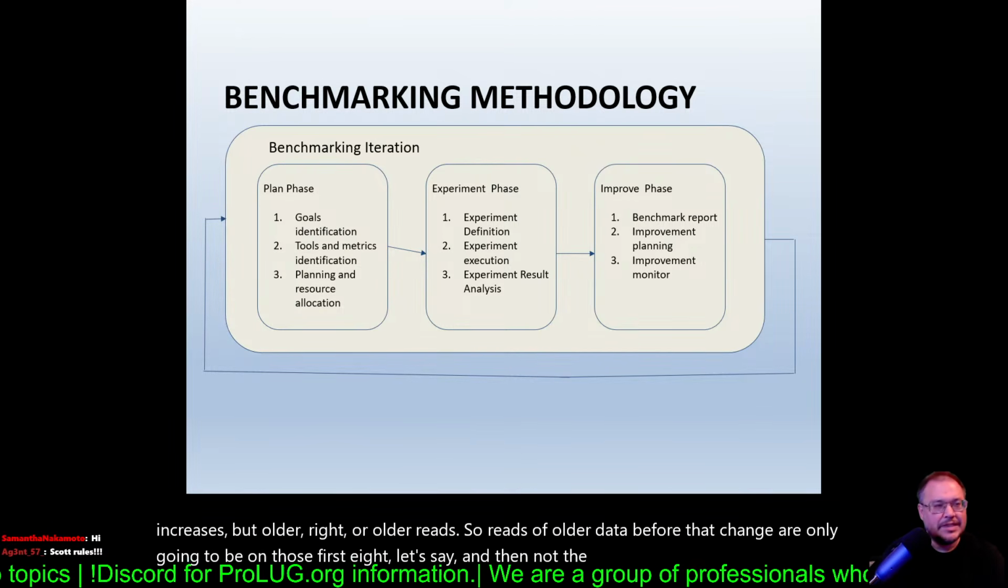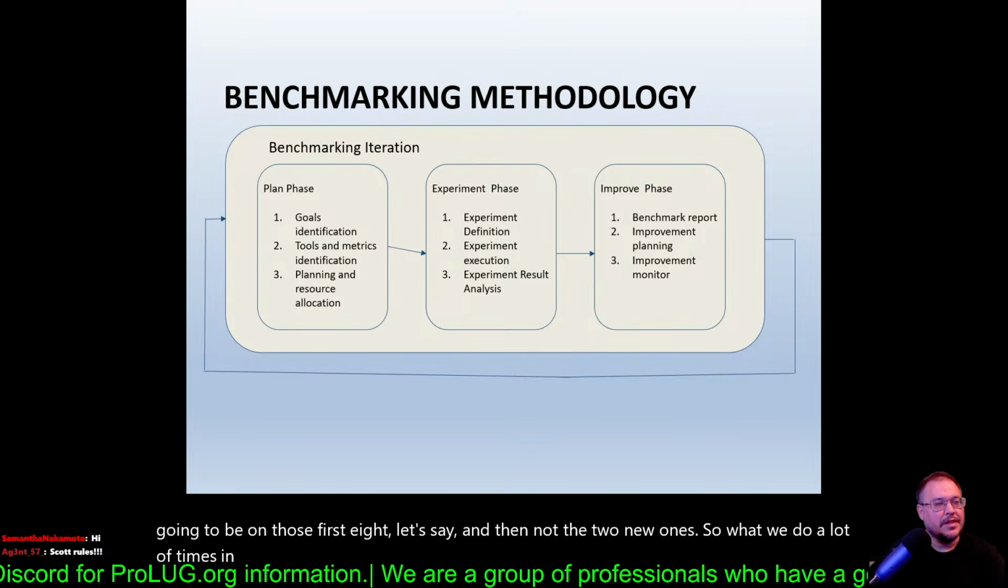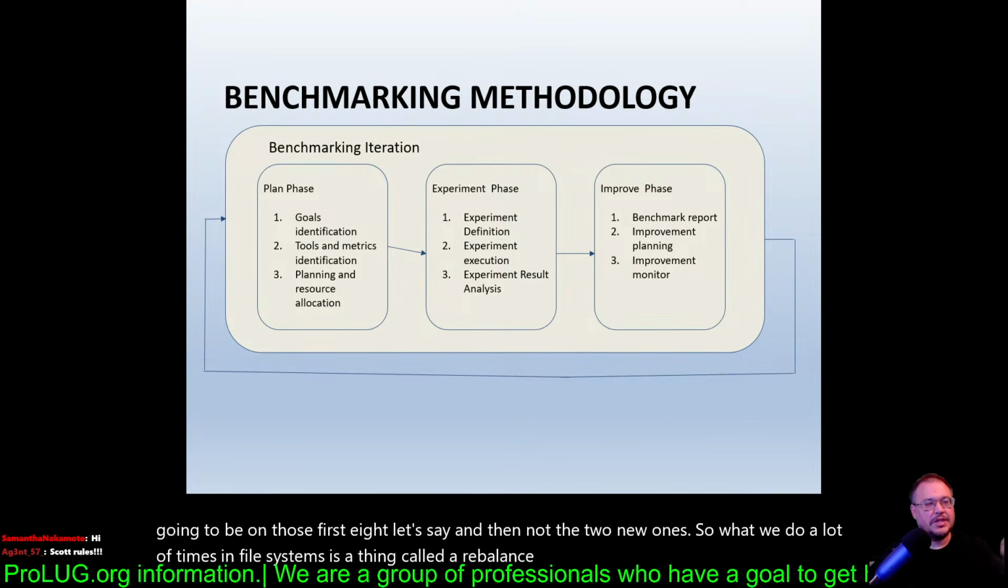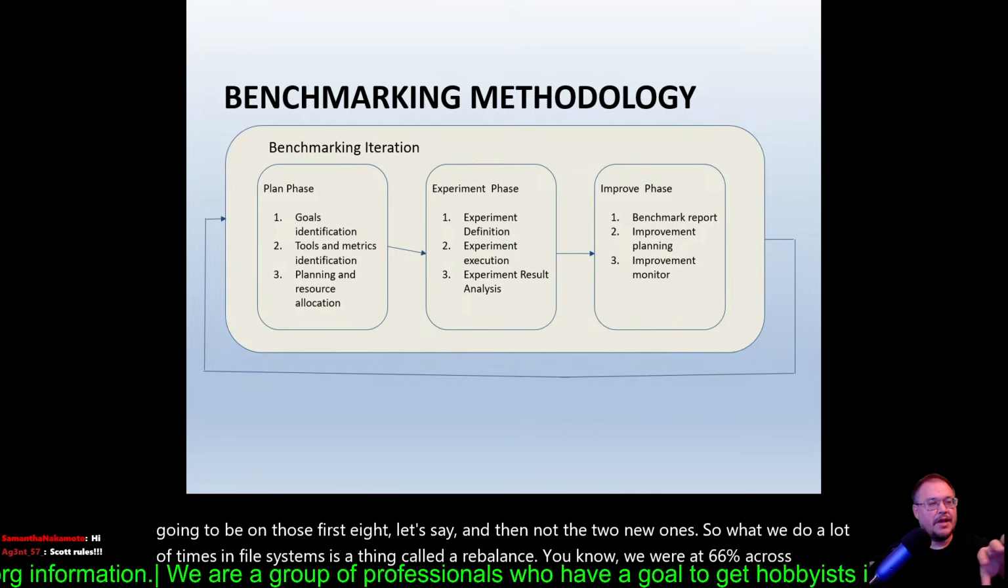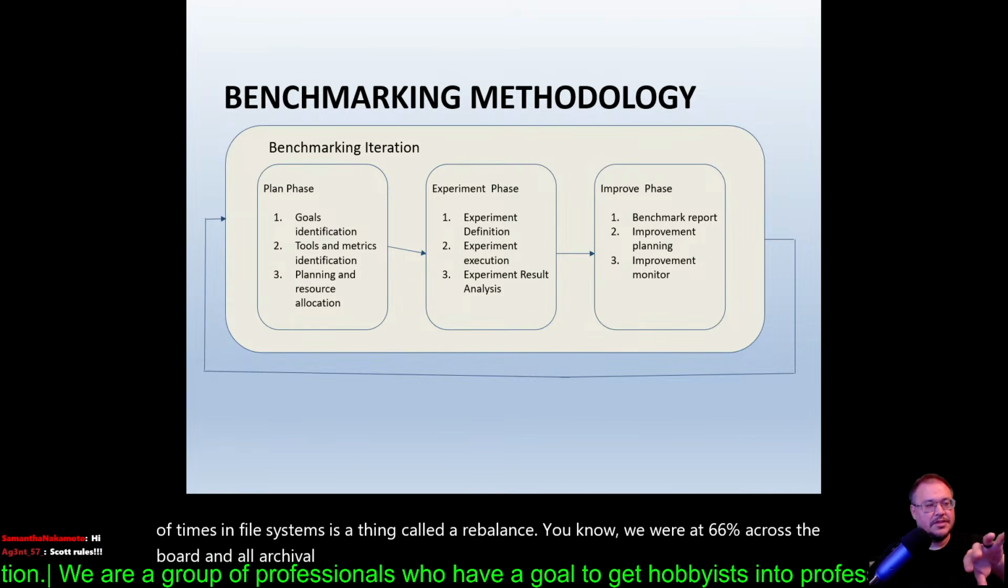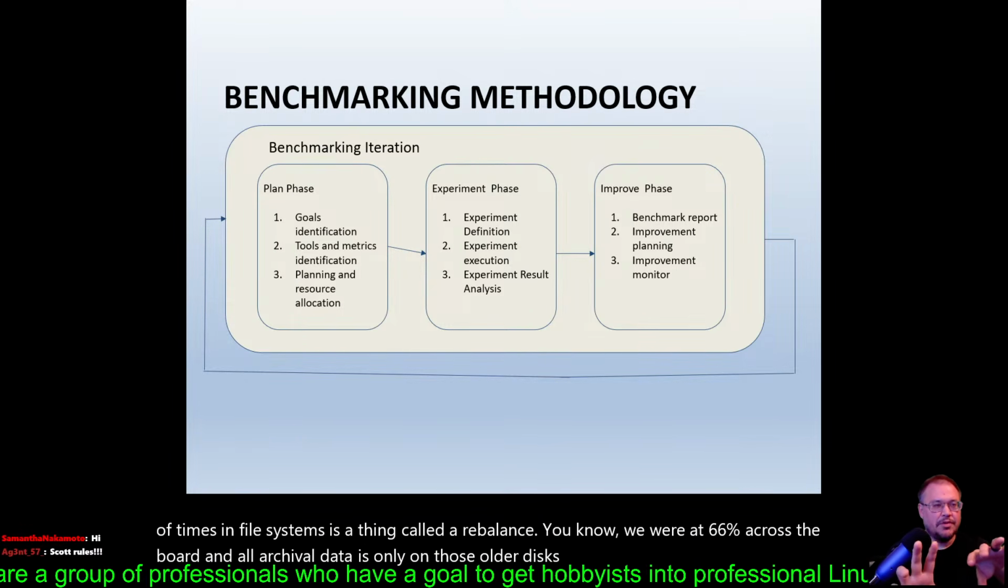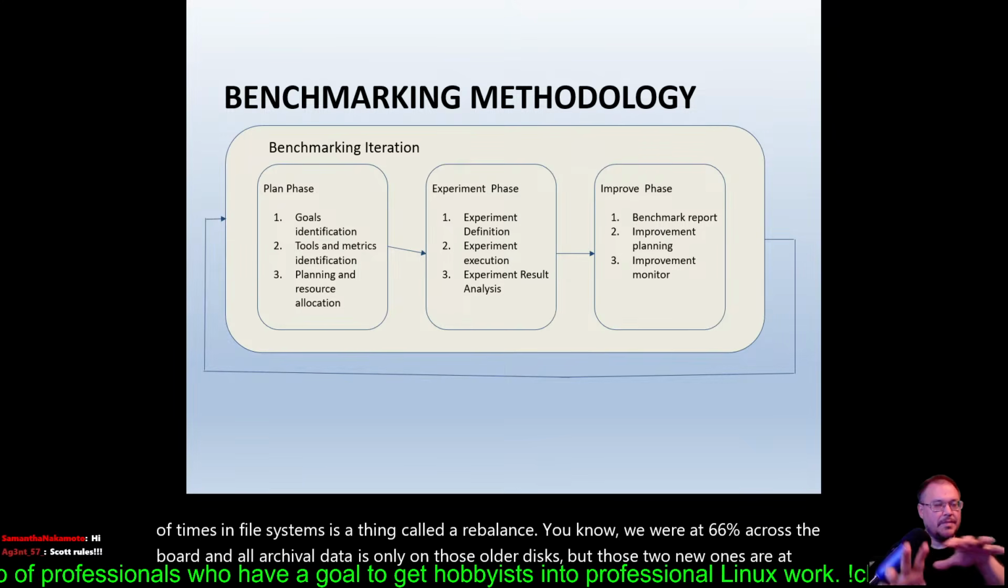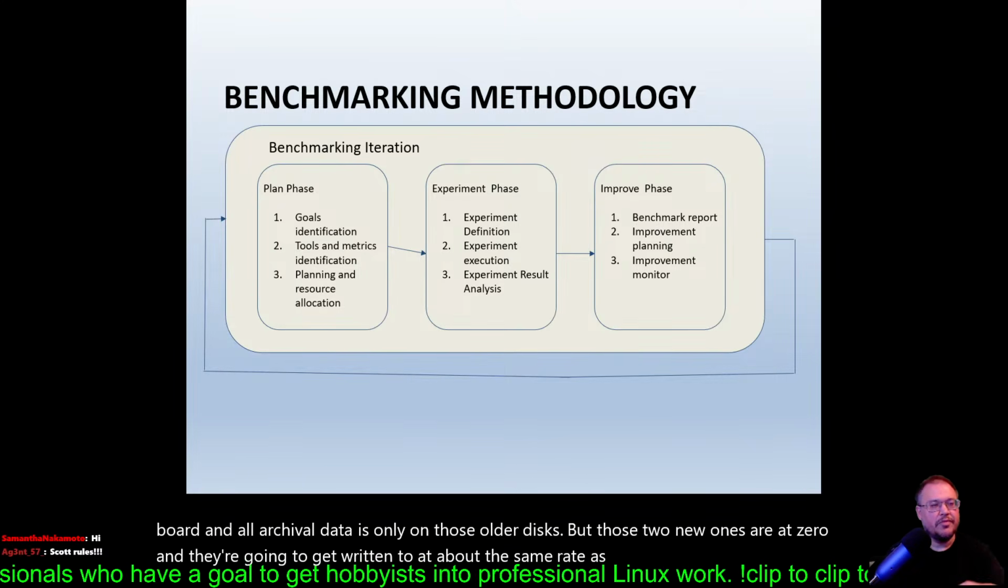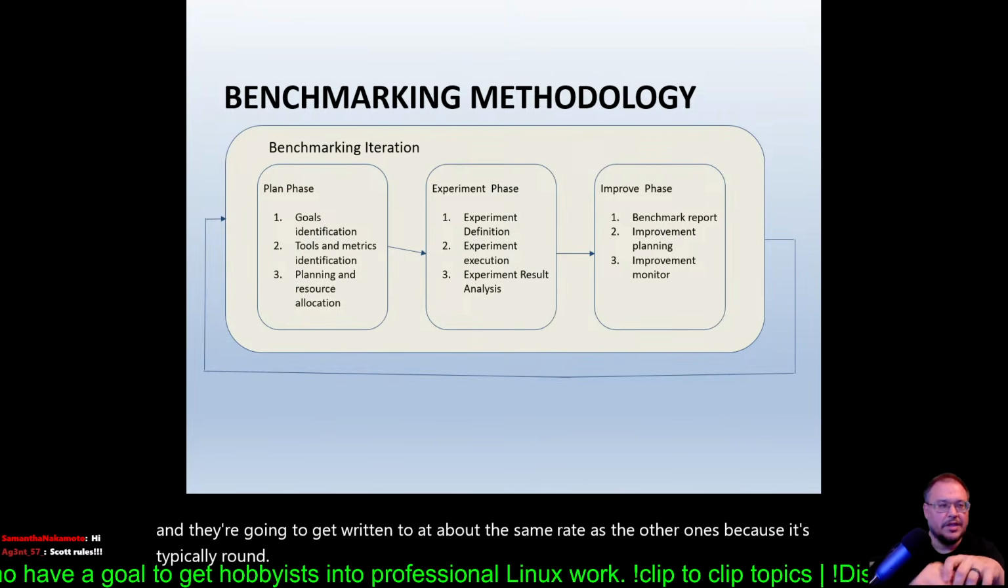So what we do a lot of times in file systems is a thing called a rebalance. We were at 66% across the board, and all archival data is only on those older disks, but those 2 new ones are at 0, and they're going to get written to at about the same rate as the other ones, because it's typically round robin or some other protocol on the back end.